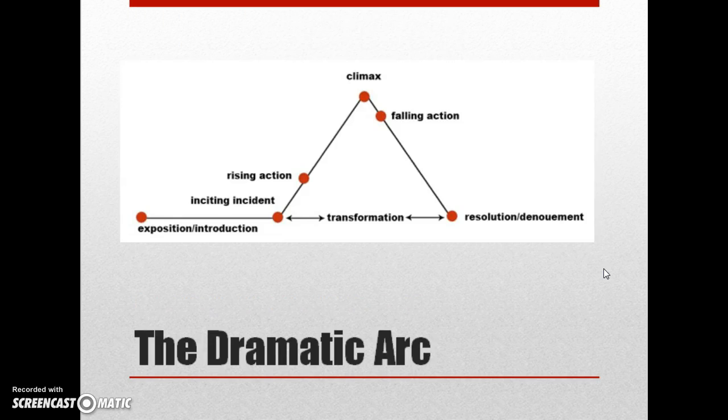The dramatic arc is a very typical model that we use to think about this type of narrative movement. It starts with an introduction, something happens, we have a lot of action that's moving towards a climax, the big thing, falling action, things are resolving, and then the end. This is a very typical method to use. Doesn't mean that your narrative has to look exactly like this, but you definitely want to keep it in mind as you start to craft it.